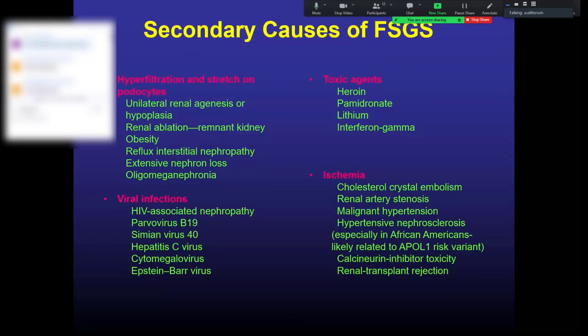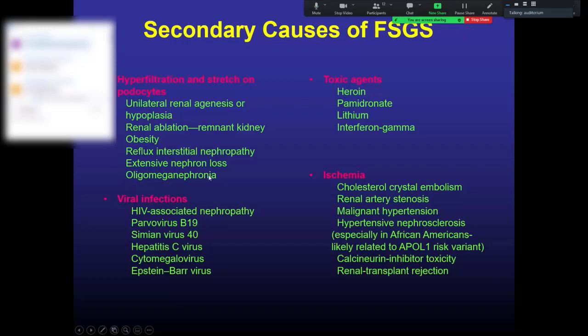There are a lot of secondary causes of FSGS. So primarily hyperfiltration and stretch on the podocytes is a big category. This can happen if you have a solitary kidney, or if you had a kidney taken out for malignancy, or if you had a nephrectomy at some point. Obesity is on here, although we have a lot of obesity and we don't necessarily have a lot of FSGS, so it's probably obesity plus some other risk factor that we're still trying to figure out. Reflux interstitial nephropathy can cause that segmental scarring, so it can look very similar and have that pattern.